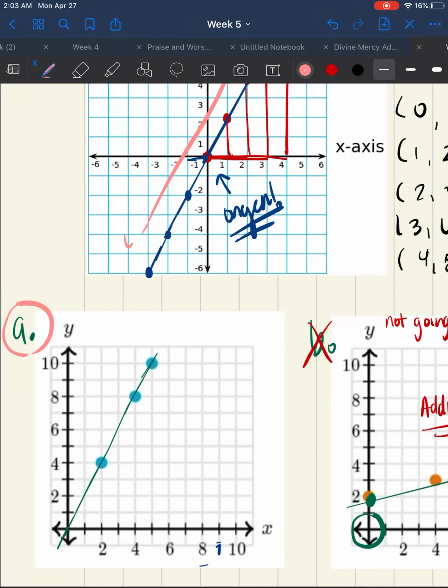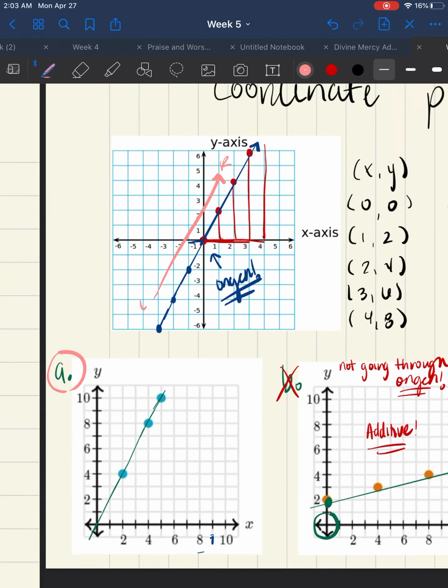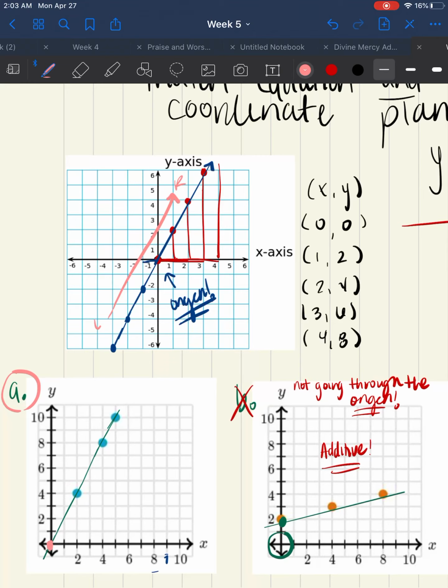And let's just go ahead and check our ordered pairs. 0 had to go with 0, check the origin. 1 had to go with 2, this is 1, this is 2. 2 had to go to 4, check. 3 had to go to 6, this is 3, this is 6, check. 4 had to go to 8, this is 4, this is 8, check. And there's even an extra one. This is 5, and it goes all the way to 10.